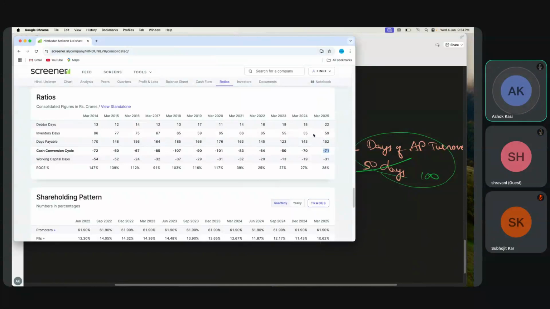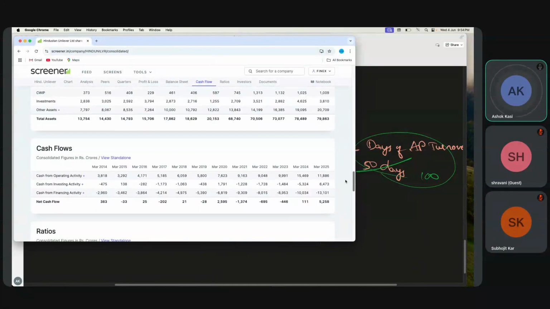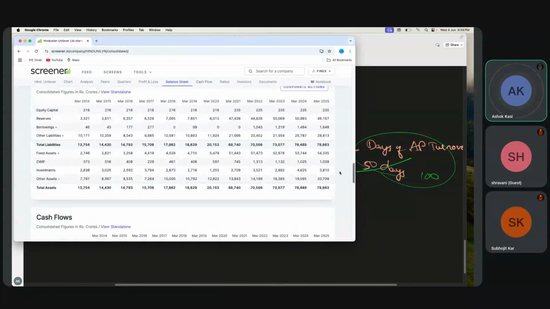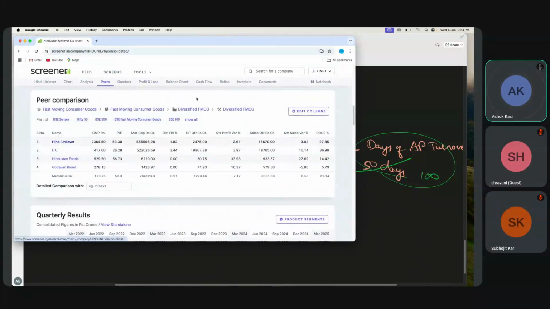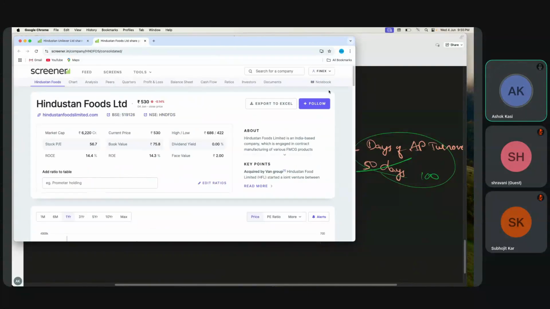Yes, sir. Okay. Similarly, now you can see the competitors also. You see the competitors here: ITC, Hindustan Foods, Godavari, Biorefinery. Okay, let's see this ITC or Hindustan Foods. Okay, Hindustan Foods. What brand is this Hindustan Foods?